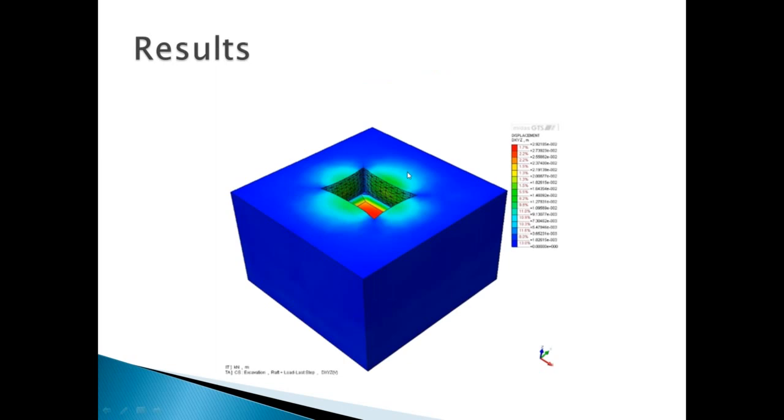Okay, and then last we'll be going over the results. So this is what the final model will look like. This just shows the deformation in and around the excavation stage. So this is an exaggerated deformation, and I'll show you how to toggle those options later on.